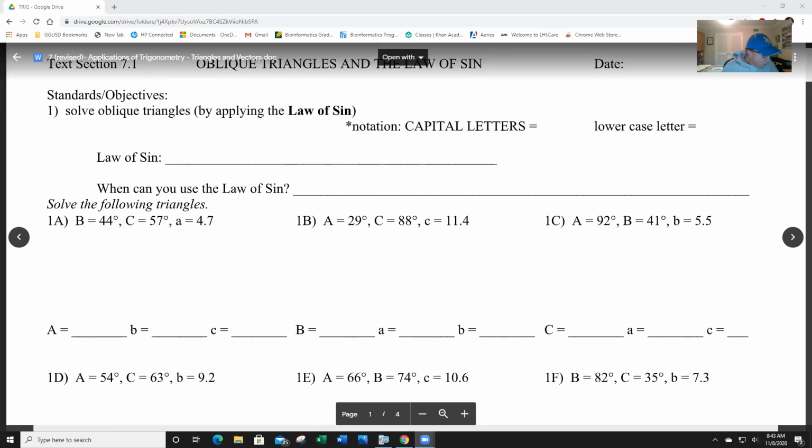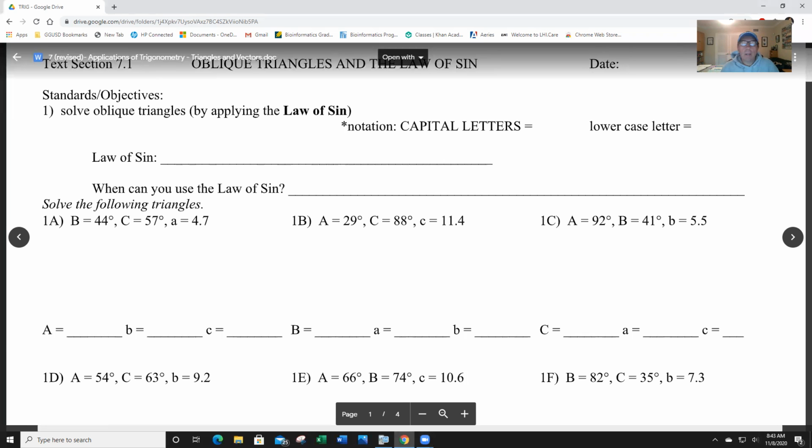Before we get to that, just a reminder that capital letters are your angles. So let me get my pen here. Capital letters are your angles, and lowercase letters are your sides. And make sure your calculator is in degree mode. Make sure of that, that'll really help.